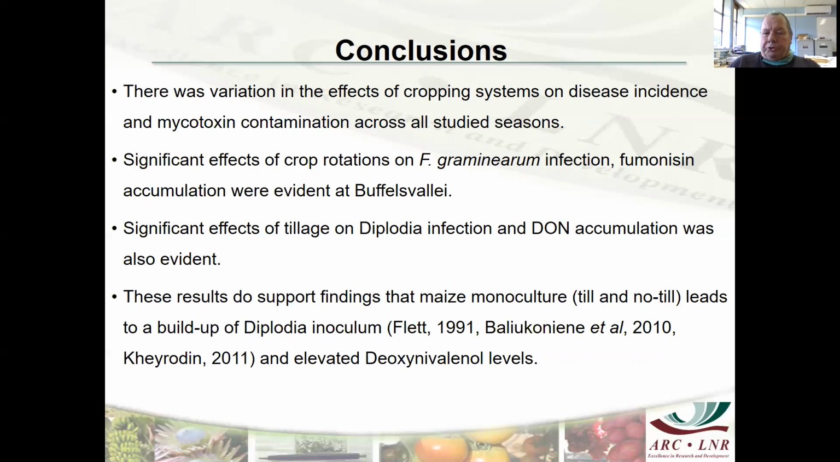These results do support findings that maize monoculture leads to a buildup of Diplodia inoculum. This was found by Flett in 1991 and other researchers as well, and they elevated DON levels.